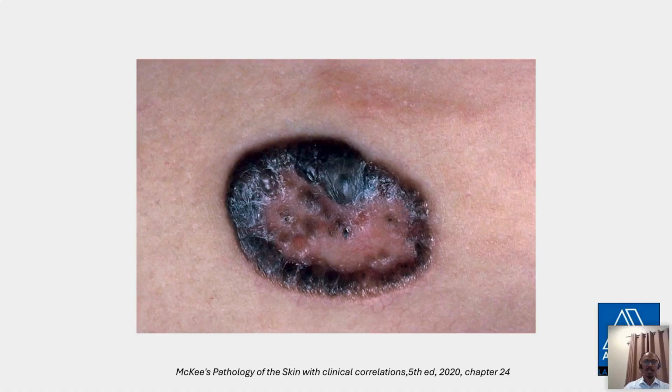So it's not just melanoma that's pigmented. There's a whole lot of skin tumors that can be pigmented, which include trichoblastomas. Some SCCs can also be pigmented. So it's quite a long list.